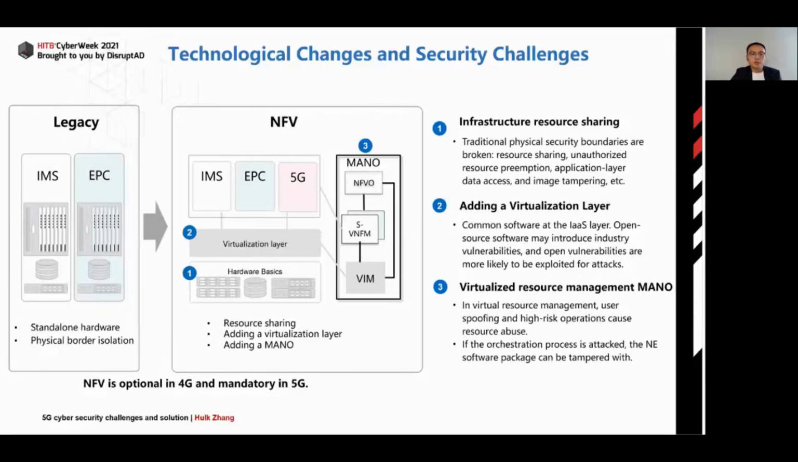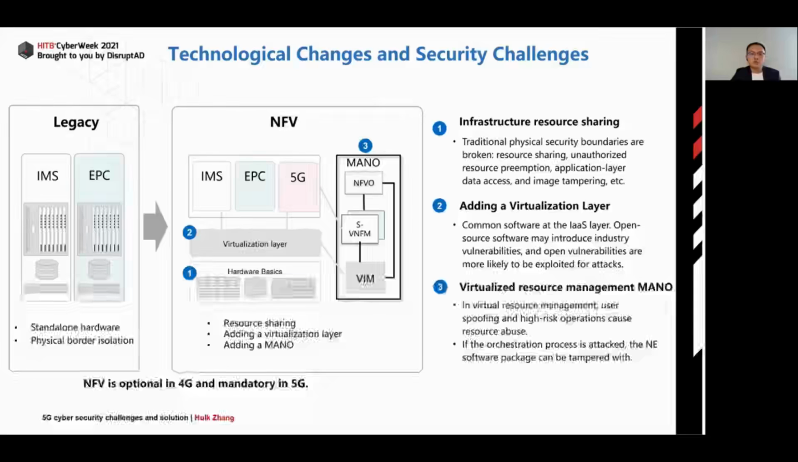So in order to manage those network functions, the management and orchestration component is needed. Due to those newly introduced components, security challenges are also introduced as a result. Let's see what they are.